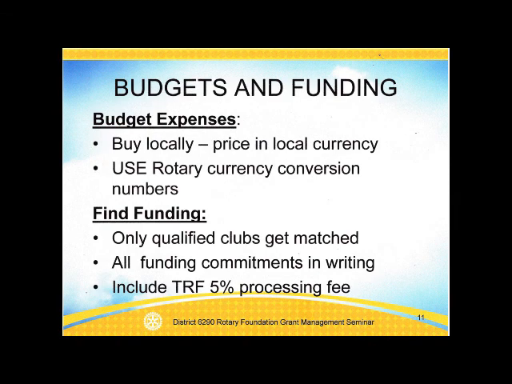Our district will only match funds from qualified clubs in our district. Other clubs, organizations, or individuals can join in the project, but their contributions will not be matched by District 6290 funds. Make sure when you are done with steps 8 and 9 that both the total revenue and the total expense numbers are the same.